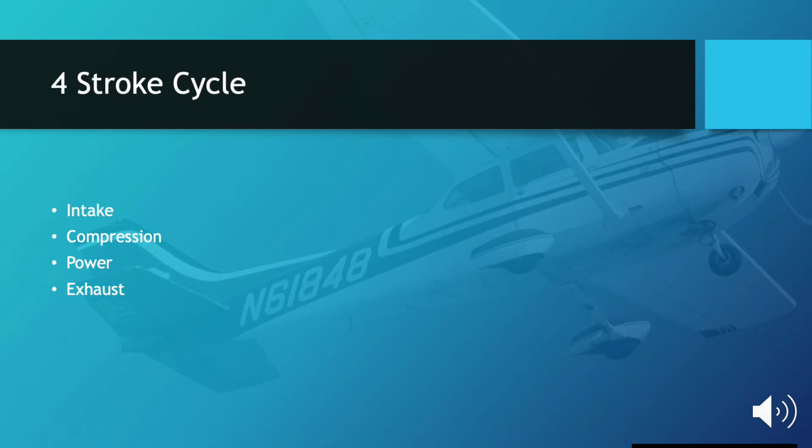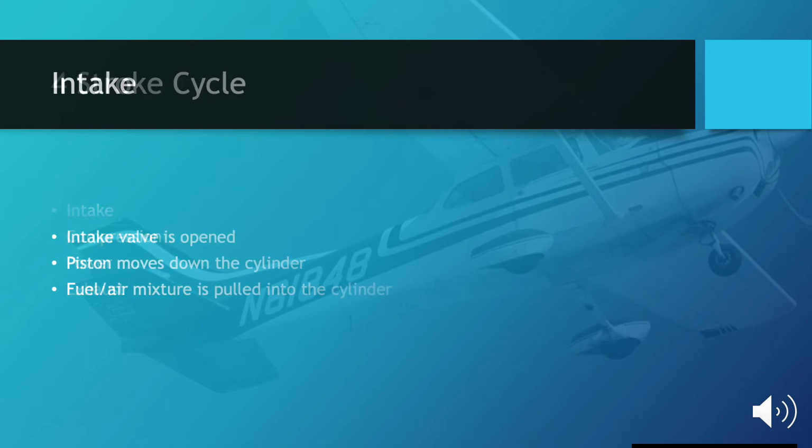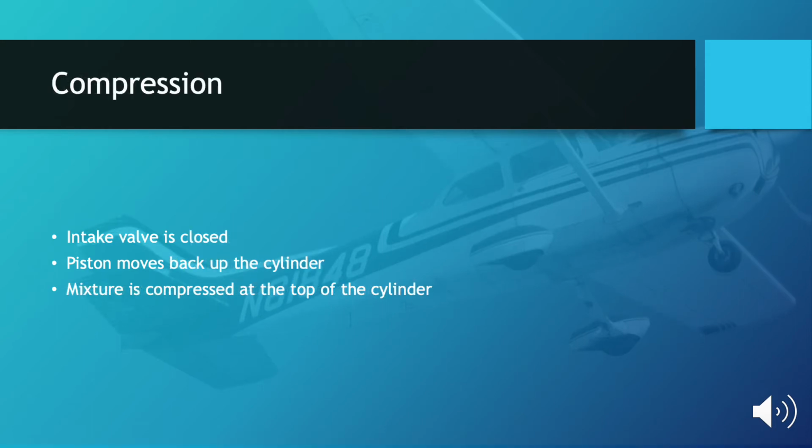Each cylinder in the engine goes through 4 different phases, or strokes: intake, compression, power, and exhaust. The intake stroke is when the intake valve opens up and the piston moves down the cylinder, pulling the mixture into the cylinder. The compression stroke is when the intake valve closes and the piston moves back up the cylinder, compressing the mixture in the top of the cylinder.